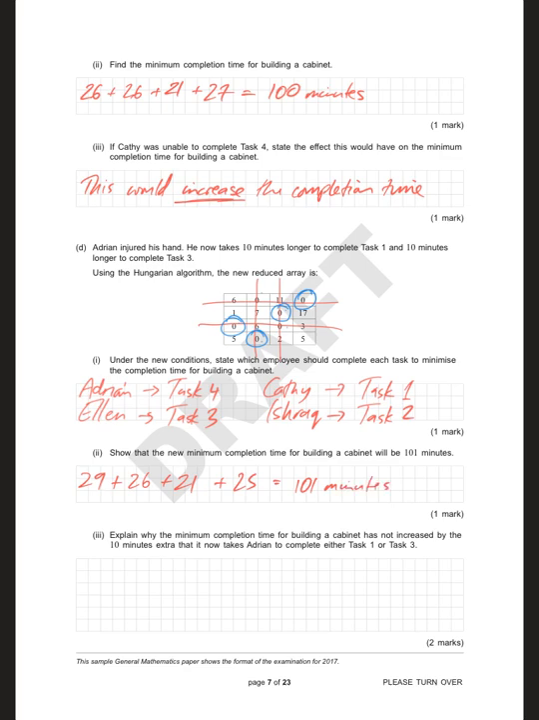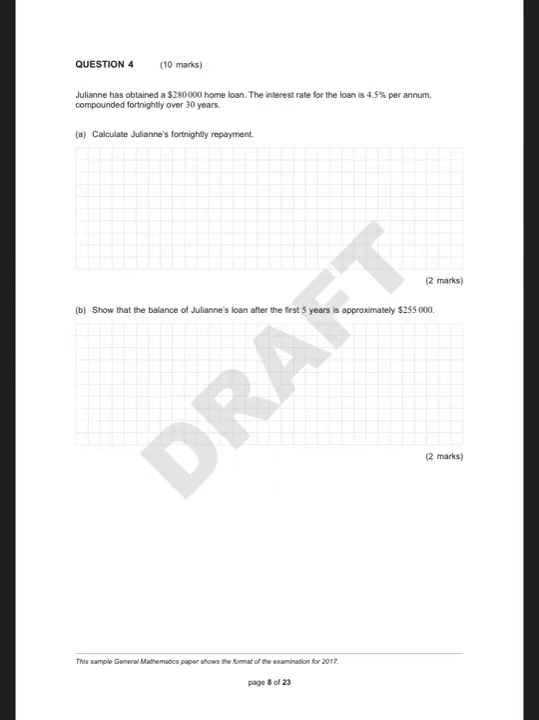Explain why the minimum completion time for building a cabinet has not increased by the 10 extra minutes it takes Adrian. Because Adrian is not doing task 1 or 3. The assignment's gone around and assigned it to other people, so it doesn't have the full effect of Adrian's injury. He's not doing either of those tasks. So I think that's question 3 done. Let's have a look. Yeah, question 4.